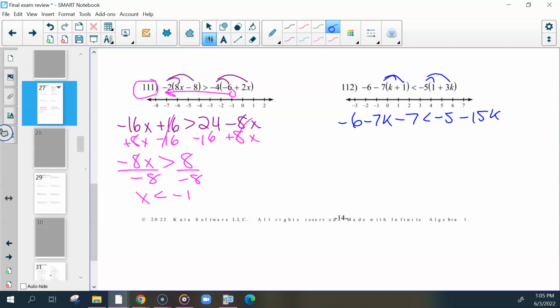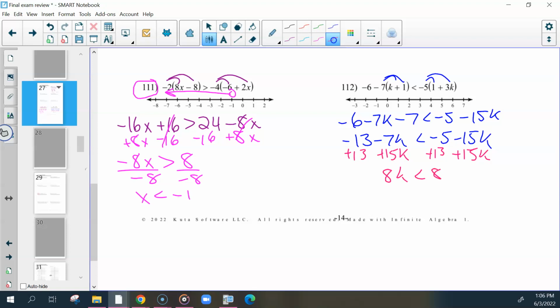Combine all of your like terms if you have any. Here, this would be negative 7 and negative 6. And then after you have done that, start to move things. So I'm going to move 15k to the left and add 13 to the right. So this would be 8k is less than 8. I don't know why these are all 8. That is weird.